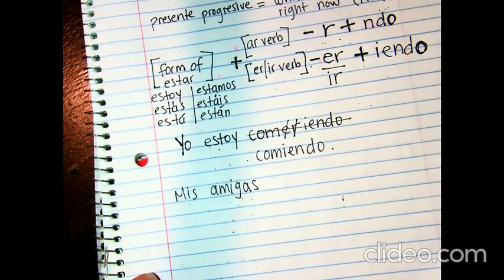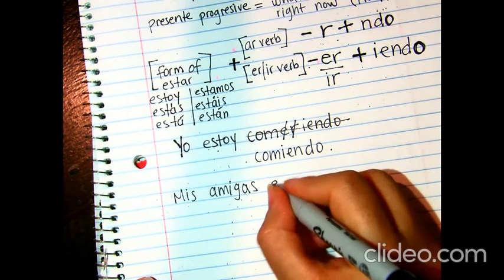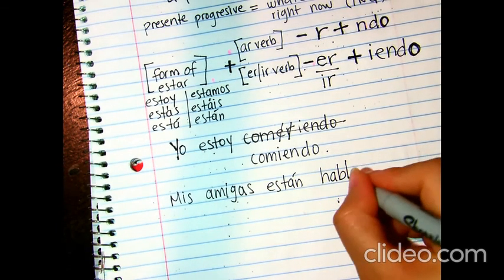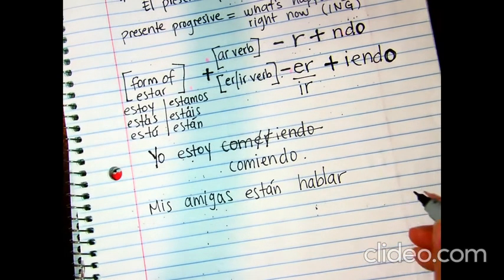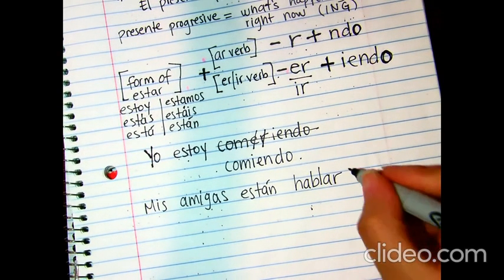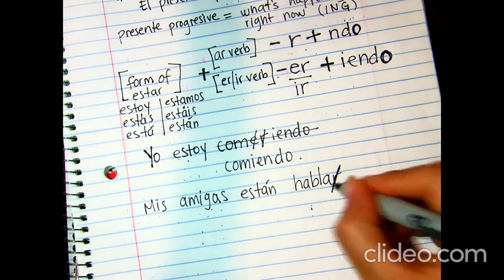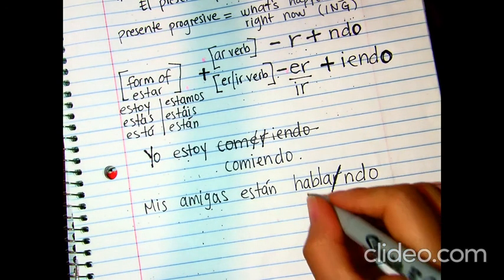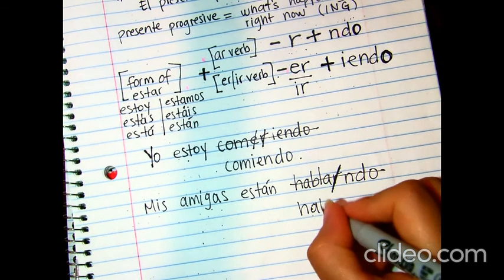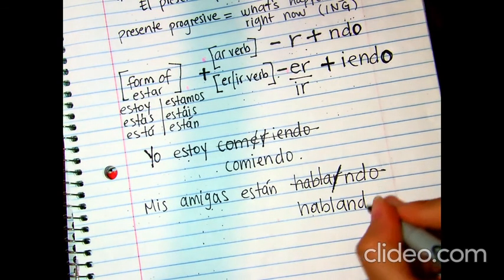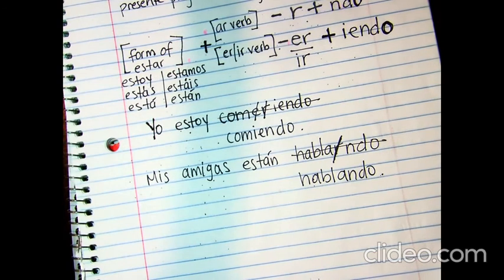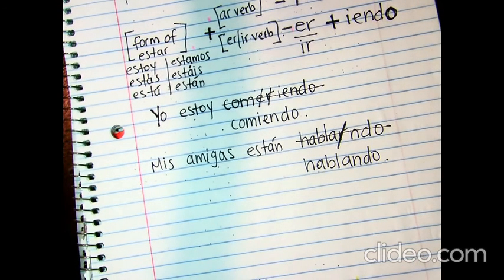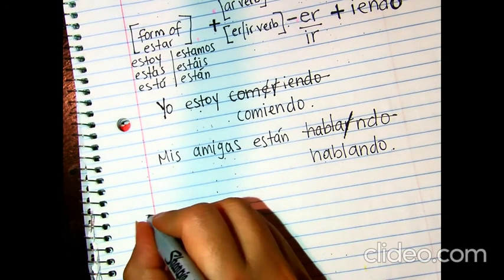Okay? Mis amigas, form of estar, están hablar. Well, to an AR ending verb, take away the R and I add NDO. Mis amigas están hablando. My friends are talking. Well, there is one more thing you need to know.